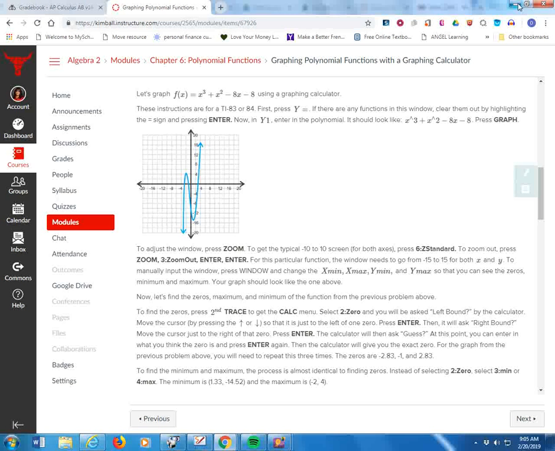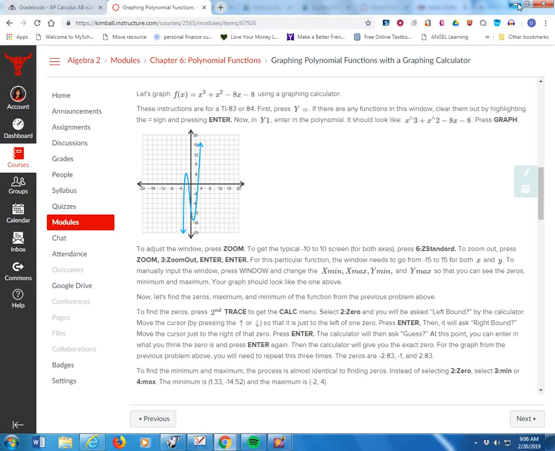So negative 2. The actual coordinate of the maximum is negative 2 comma 4. If they ask you the value of the maximum, you're going to say 4, because it's the y value. But now I can tell you this function is increasing from negative infinity to negative 2. And once I find the minimum, I'll find the second part of where it's increasing.